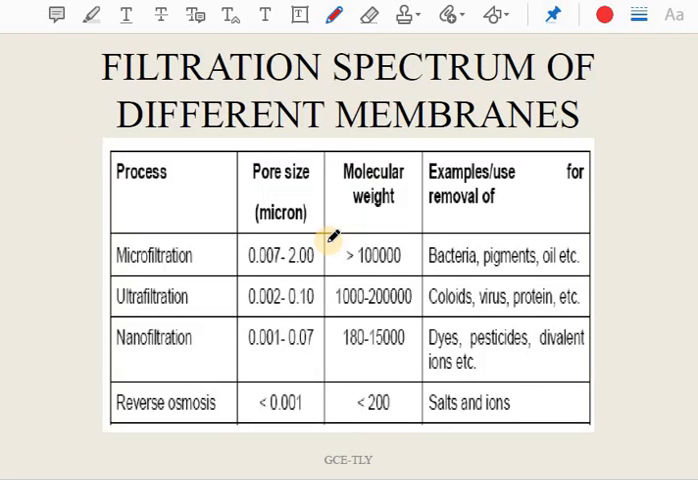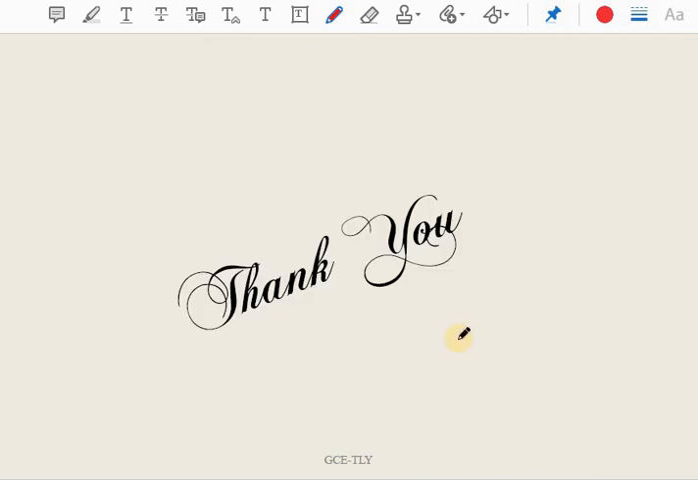You can see the table here showing the processes: microfiltration, ultrafiltration, nanofiltration and reverse osmosis, with the molecular weight excluded and the applications. Nanofiltration can be utilized for dye removal. In the textile industry, dye decomposition is a major problem, and this dye can be concentrated using nanofiltration and recovered easily. We saw the various membrane treatment methodologies such as ultrafiltration, microfiltration, nanofiltration and RO treatment.